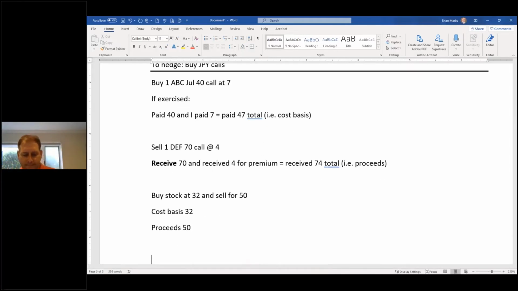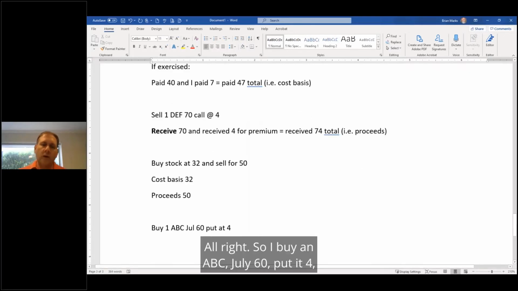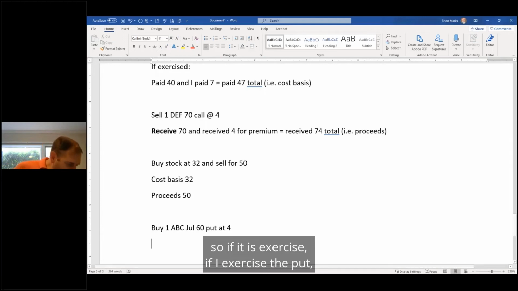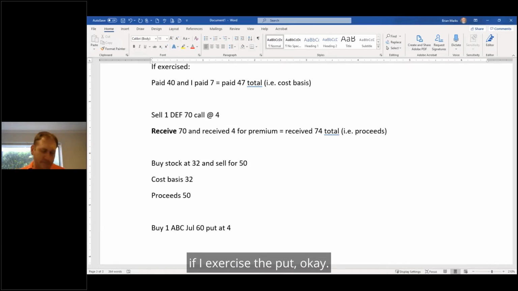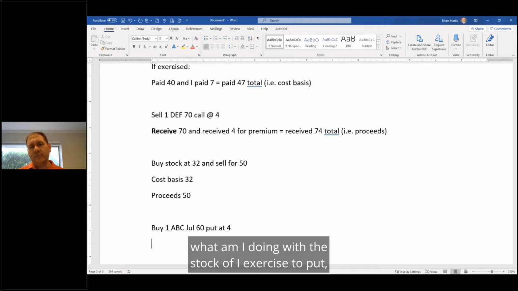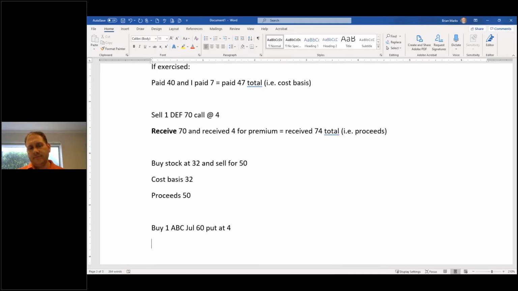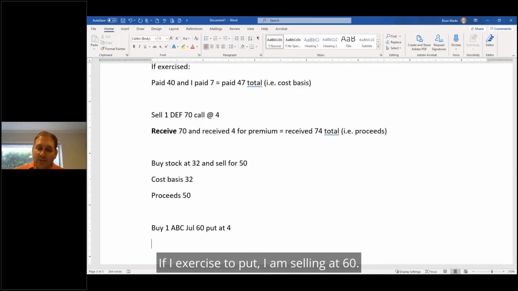Right, how about a put? All right. So I buy an ABC July 60 put at 4. So if I exercise the put, what am I doing with the stock? I'm selling at 60, right? If I exercise the put, I am selling at 60.